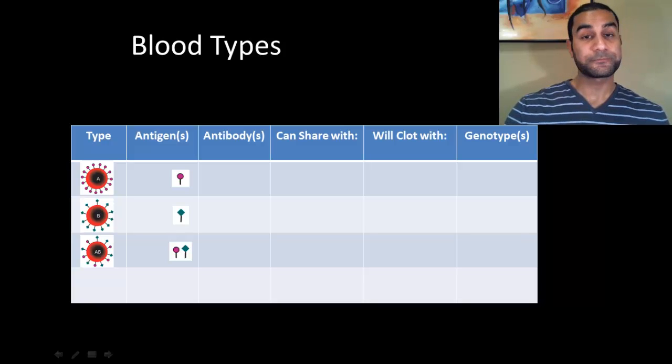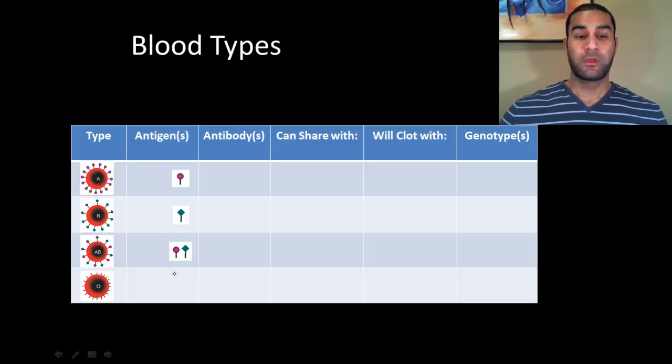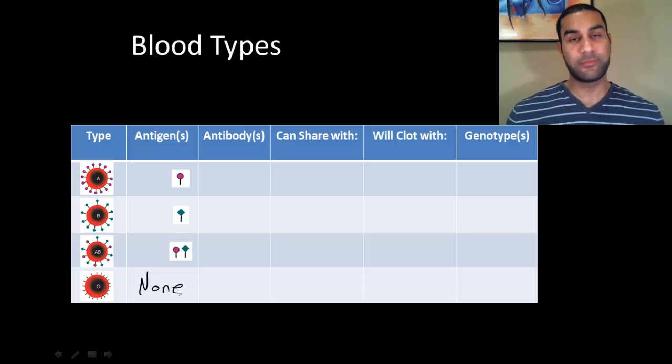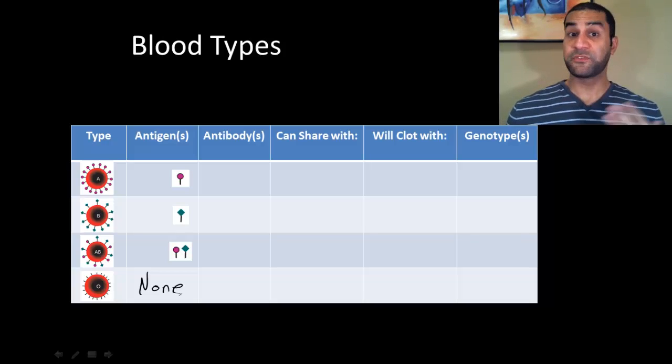And then finally, you can be type O, which means you have neither of the 2 marker proteins on your red blood cells. So this individual doesn't have the A or the B antigen on the red blood cells, which means some very specific things because of it. So here's the whole idea.